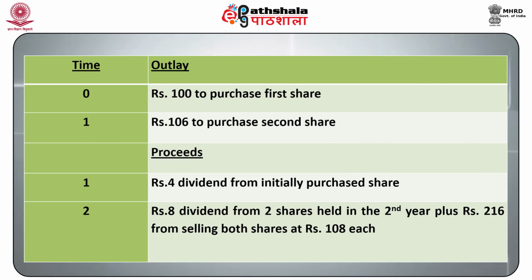So for the initial period we have rupees 100 to purchase the first share. In the first year we have rupees 106 to purchase the second share. Then we have proceeds in the form of dividend, and we get 4 rupees dividend from the initially purchased share. Then again in the first year, rupees 4 dividend from the initially purchased share. And in the second year we get rupees 8 dividend from the two shares held in the second year, plus rupees 216 from selling both shares at rupees 108 each.